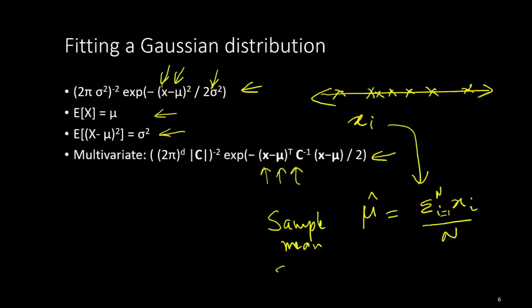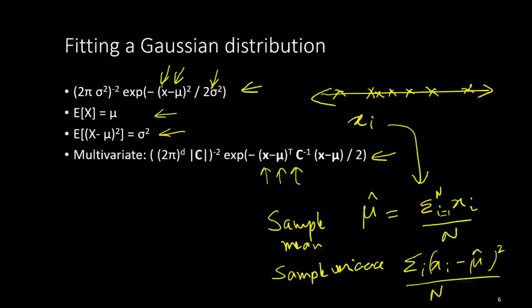Similarly, we can have the sample variance. Depending on whether you want a biased or an unbiased estimator of the variance, we take xi minus mu hat, square it, sum it over i, and then divide it by n or n minus 1, depending on whether we want the biased or unbiased estimate. That will be sigma hat squared.